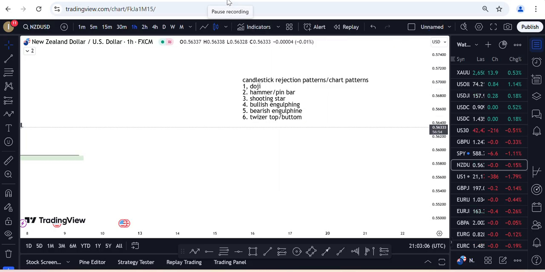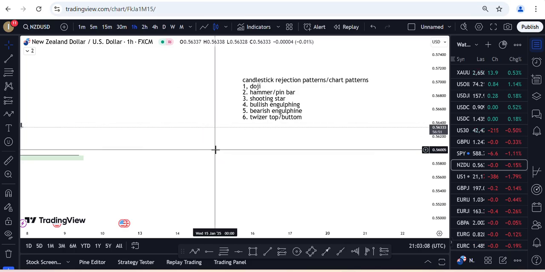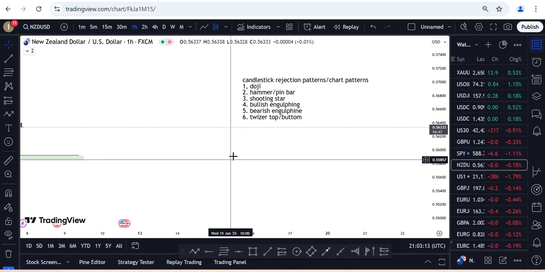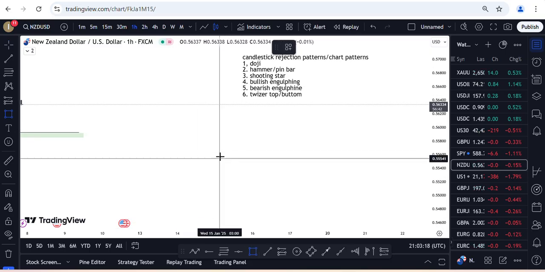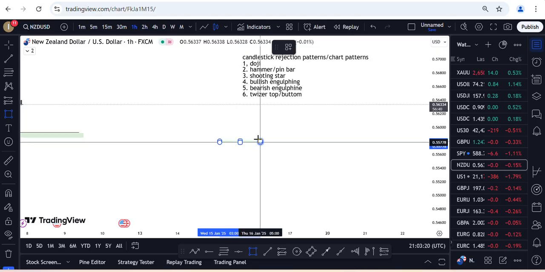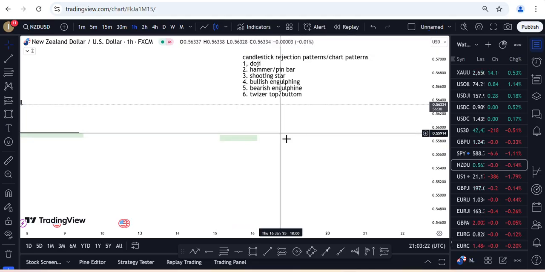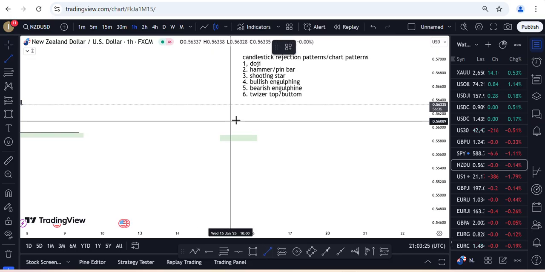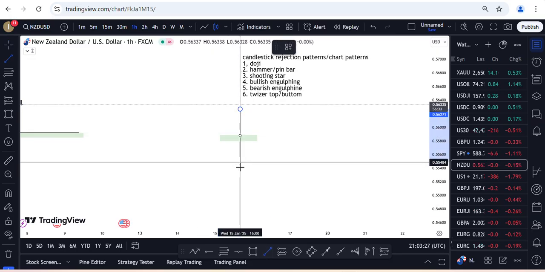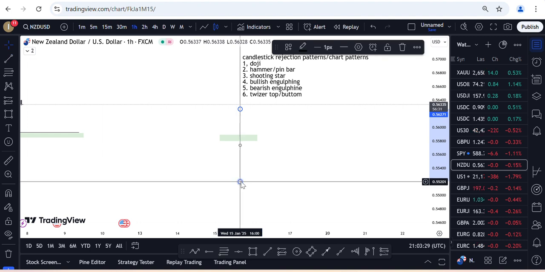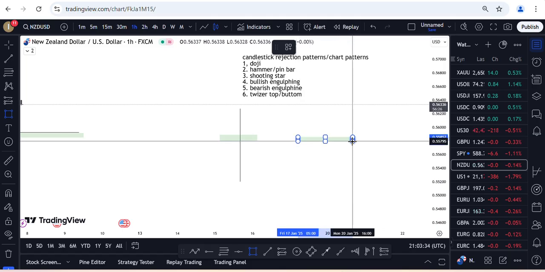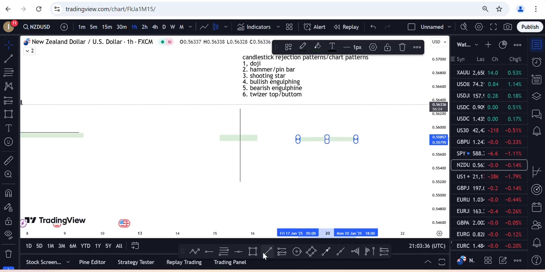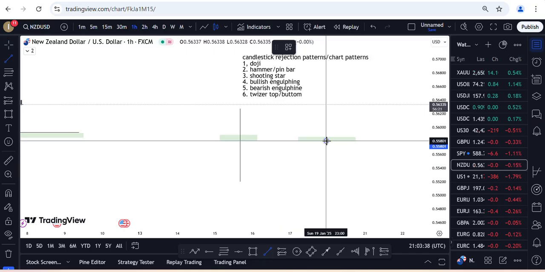Okay, so the first one, doji. Now let's talk about doji. Now, what is doji? Well, we have different kinds of doji. Doji are this type of candles whereby the body of the candle is very small like this, and then you will see the wick. The wick will be long like this. So a doji can look like this. A doji can also look like this with a long wick at the middle.